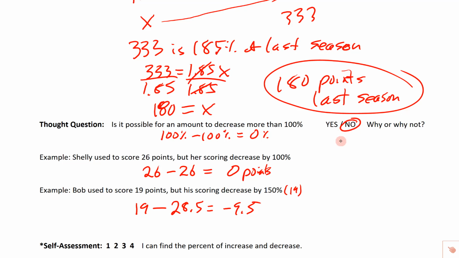There are times, I suppose, if you're dealing with some weird situation, not sure where, maybe finances or something like that. But in general, we can't go down more than 100%. If we've got something, we're not going to be able to go in the negative. Okay, circle the self-assessment right there, and good luck on the assignment.